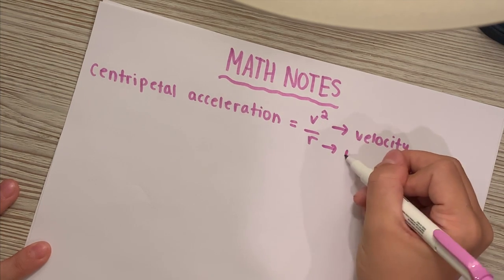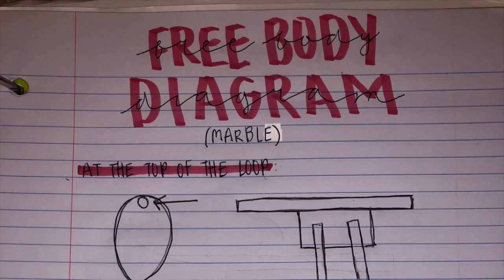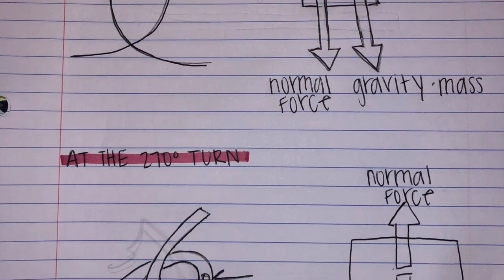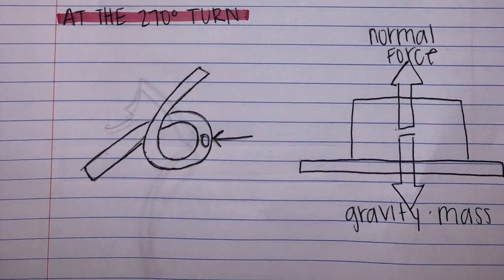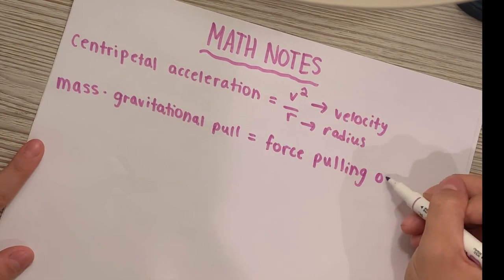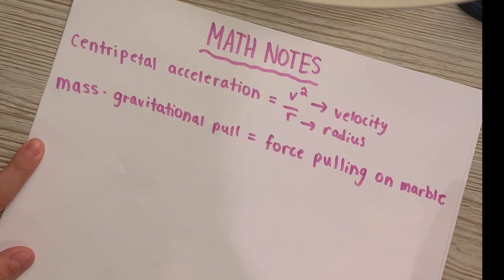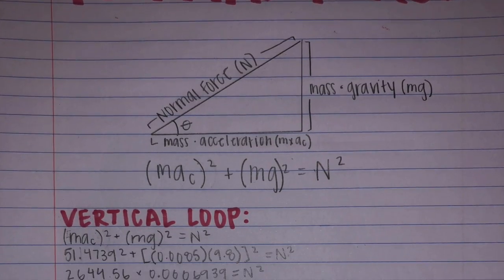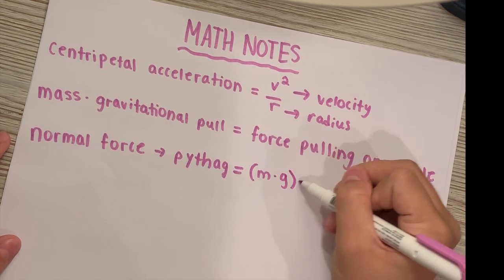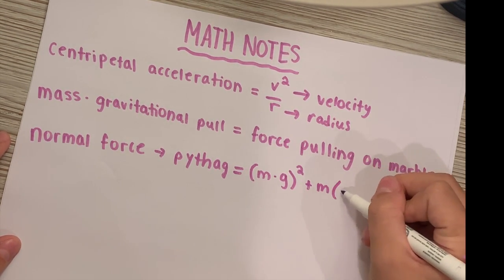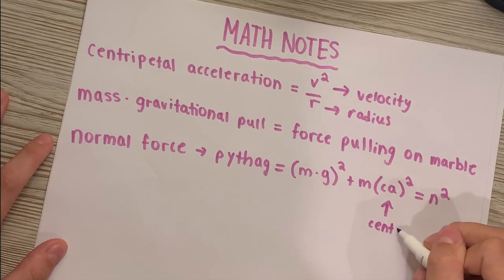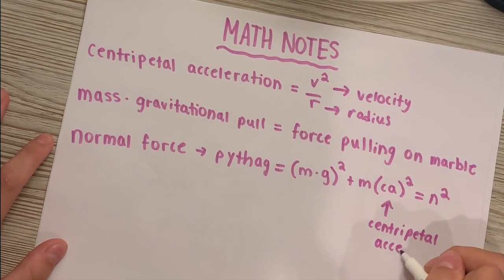This free body diagram below represents the forces acting on the marble. Normal force is the force of the earth that pulls the marble up perpendicularly. Mass times gravitational force represents the force pulling the marble down towards the earth. In order to find the normal force of the track on the marble, we use Pythagorean theorem, where mass times gravity squared plus mass times centripetal acceleration squared equals normal force squared. After doing this, we can use the equation force equals mass times acceleration in order to find the acceleration of the marble at the 2 points we analyzed on our roller coaster.